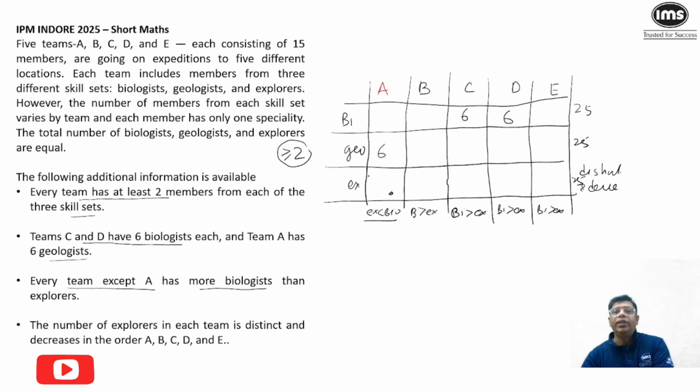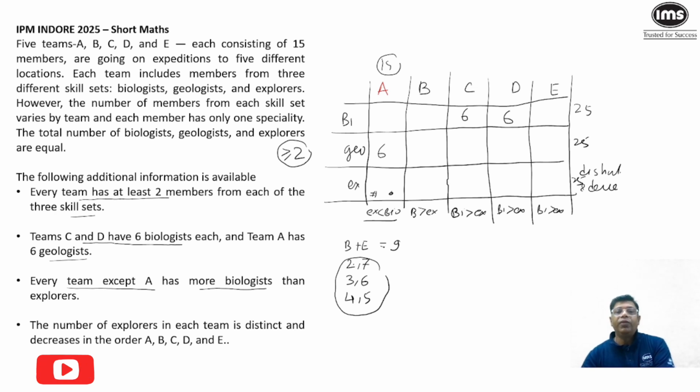All right. So here in every team we have 15 members. You can clearly say that biologist plus explorer in team A has to be 9. So what are the combinations that are possible? And one more thing, explorer is more than biologist. So what are those scenarios? Like you can have explorer and biologist 2, 7, maybe 3 or 6, maybe 4 and 5. This is a scenario that we have to take.